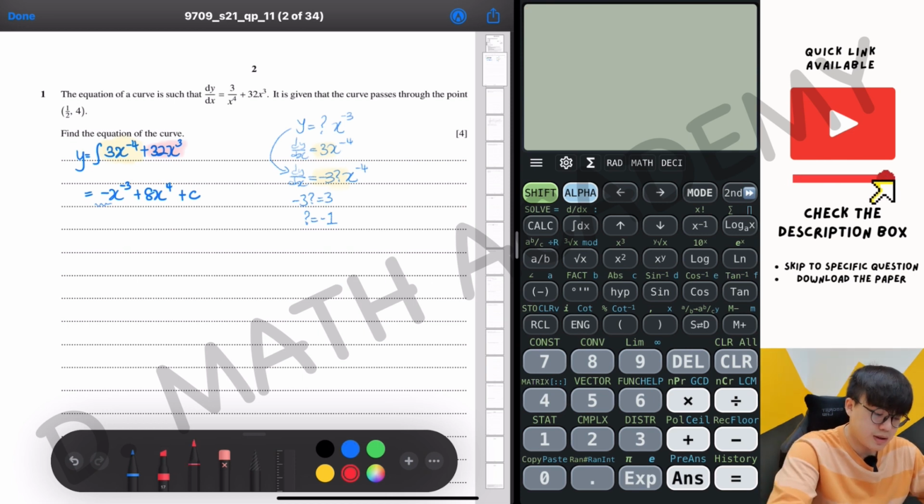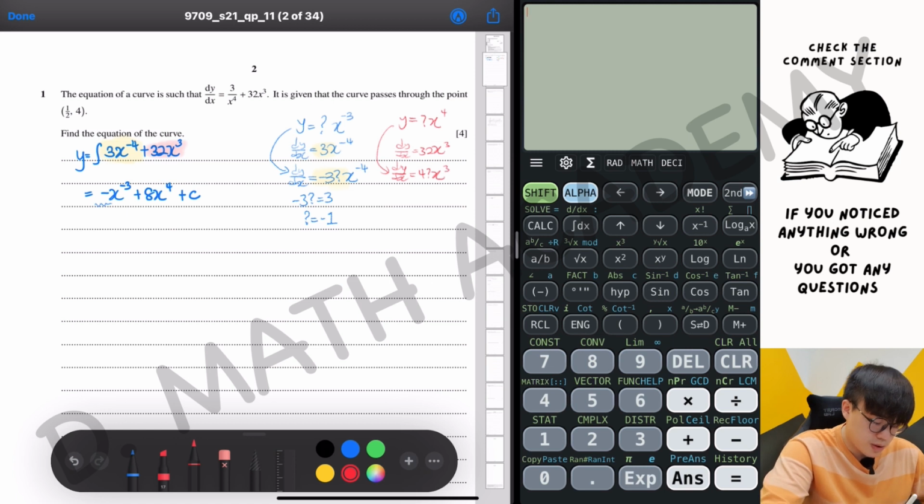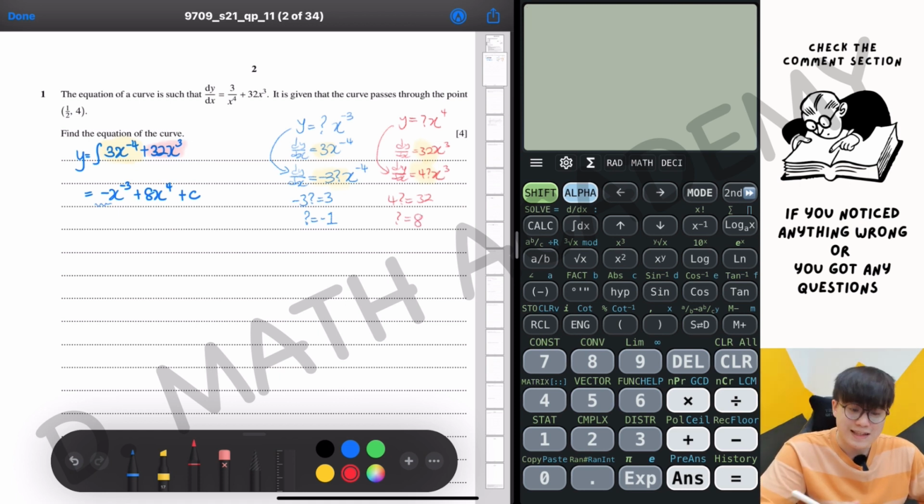As for the other one on the side, maybe I'll write it in red. Same thing, repeat the same step. Your dy/dx is actually 32x cubed. Your y would be unknown, x. When you increase the power by 1, it will be 4. Differentiate it, and you will get 4 unknown x cubed. Compare them accordingly. Then you will have 4 unknown equals 32. Unknown will be 8. That is how I identified that it was 8 here.